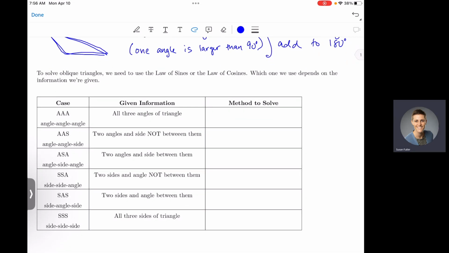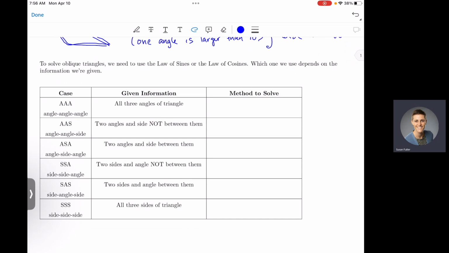Which one we're going to use depends on the information that we're given. In ALEKS, the topics are pretty much going to tell you whether you need the law of sines or the law of cosines. But on a quiz or a test, am I going to tell you which one to use? You're right. I sure am not going to tell you which one to use. You have to know when to use what. So this table here is going to help us with that. These are the different situations that we can find ourselves in with given information, and we're going to figure out which method to use to solve that triangle.